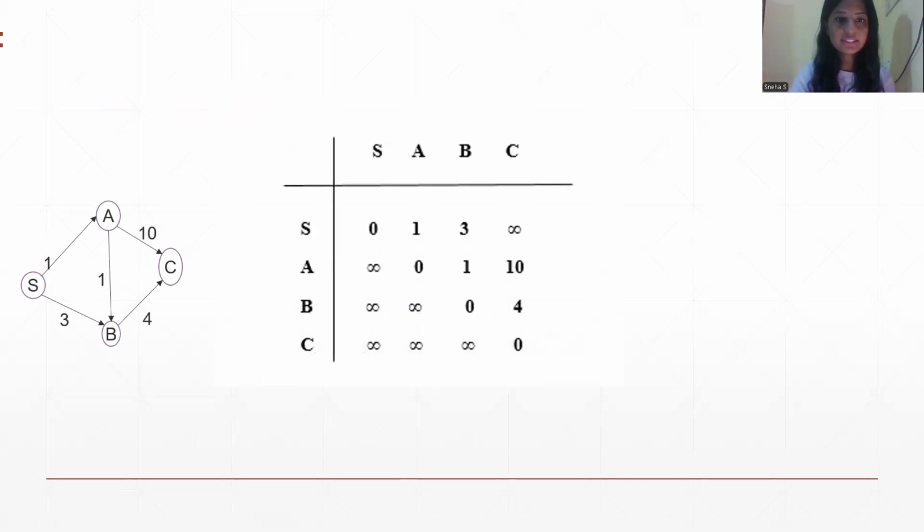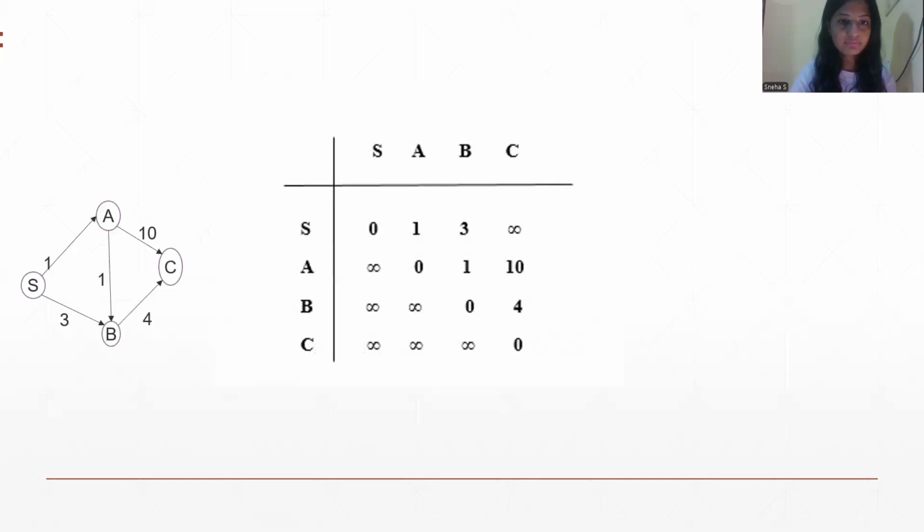You can clearly see that from S to S there is no distance, so we'll be denoting it as 0. From S to A it is 1. From S to B it is 3. And from S to C it's infinity. Whenever you don't find an edge between any two vertices, you denote it by infinity in this algorithm.